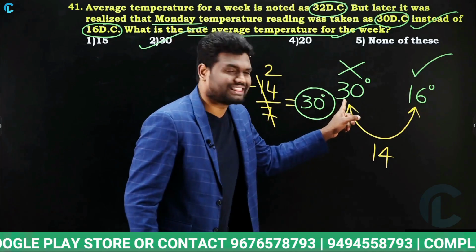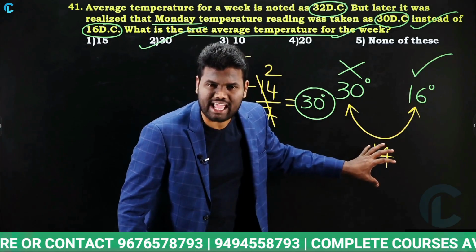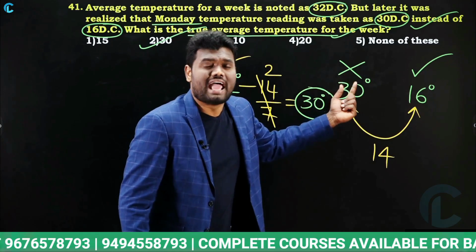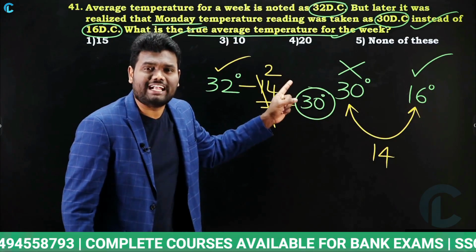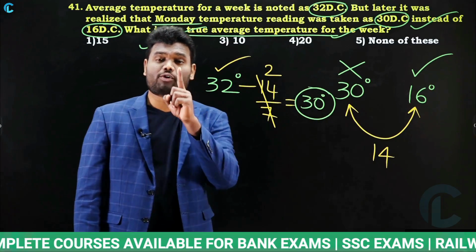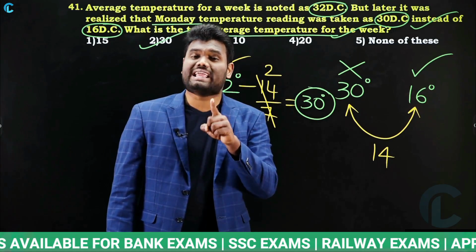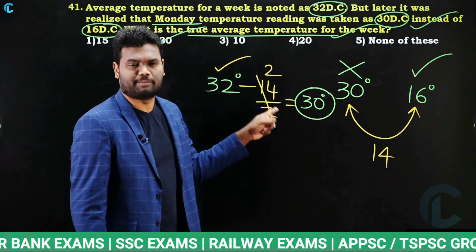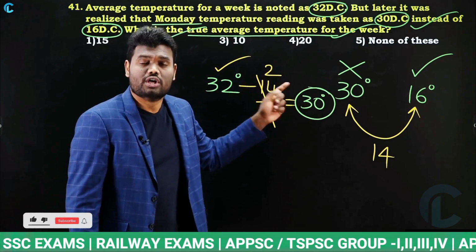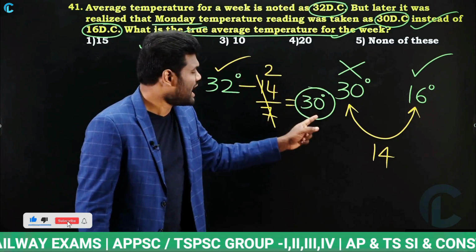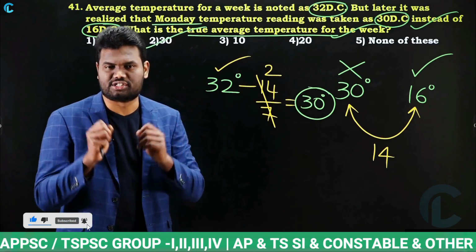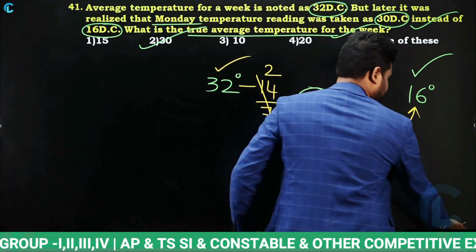That is the reason: the difference between 30 and 16 is 14. As the wrong value is more, I need to subtract it. So 14 divided by 7, because it was mentioned for a whole week, and a week is 7 days. 14 by 7 is 2. So 32 minus 2, the answer is 30 degrees Celsius. Okay, let us look at the next one.